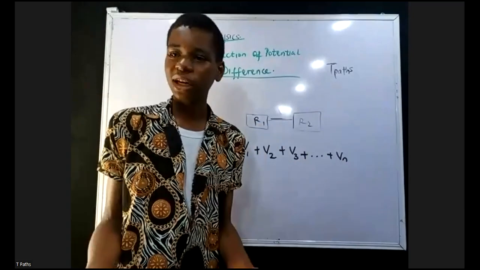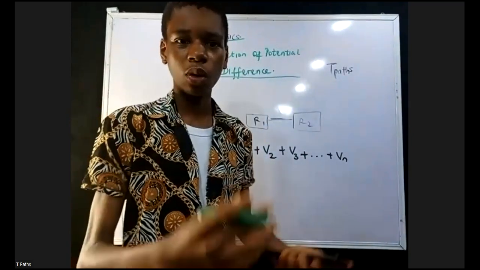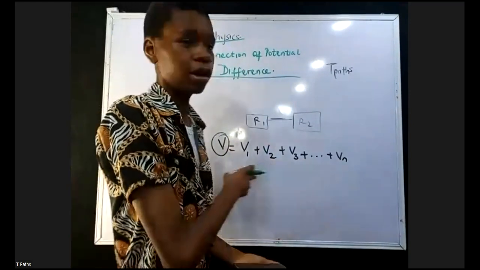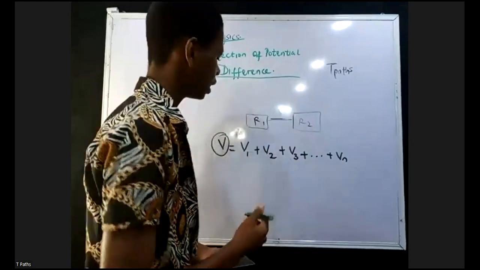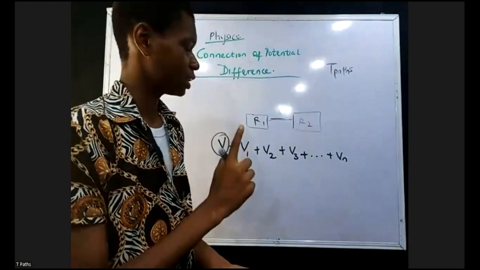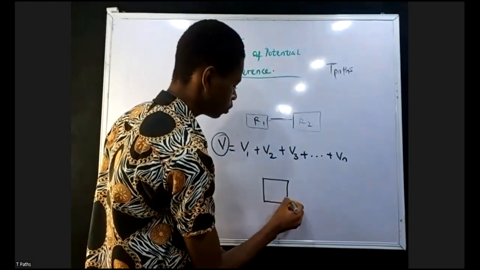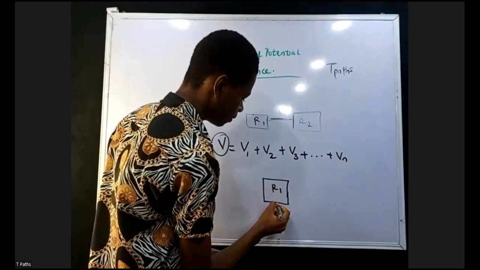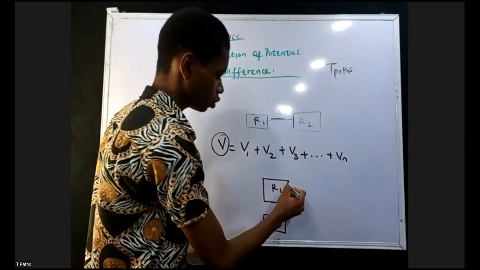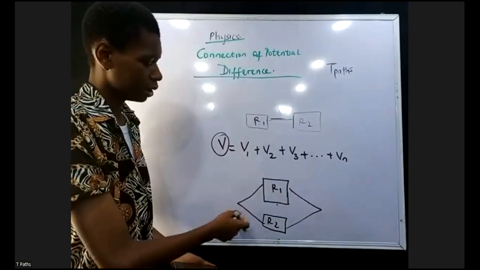Now, what if they are connected in parallel? If resistors are connected in parallel, how do I get their overall or net potential difference? It's just the value of one of the potential differences across the resistors. For example, I have R1 here and R2, resistor 1 and resistor 2. This way, they are connected in parallel to each other.